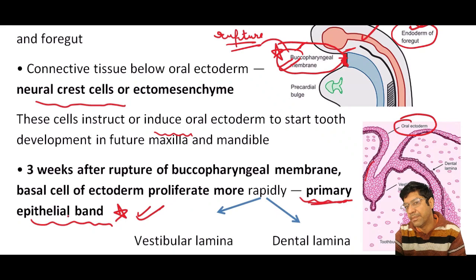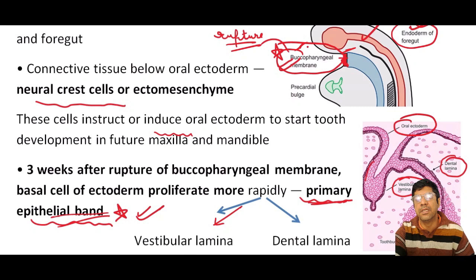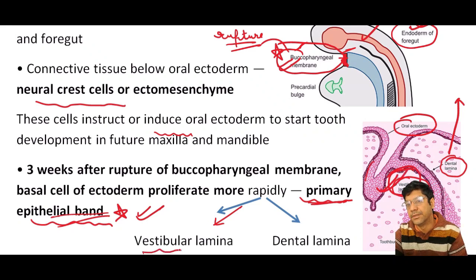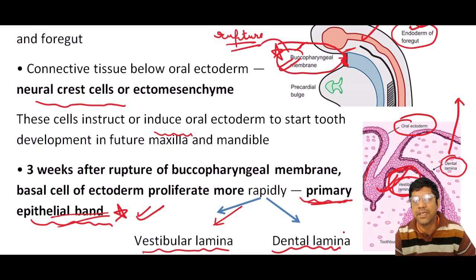This primary epithelial band divides into the vestibular lamina and the dental lamina. So by the 7th week, the primary epithelial band divides into two distinct processes. The inner process is responsible for the foundation of the future teeth, and is known as the dental lamina. And the outer process contributes to the formation of space between the teeth and the inner lining of the cheek and lips, and is known as the vestibular lamina. The dental lamina serves as precursor for the ectodermal part of the deciduous teeth.